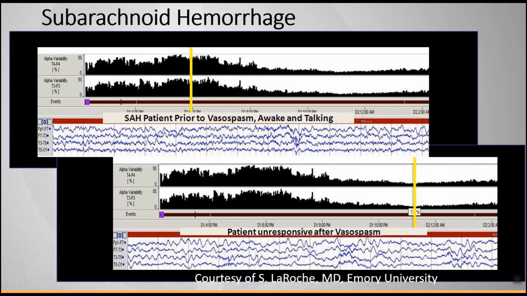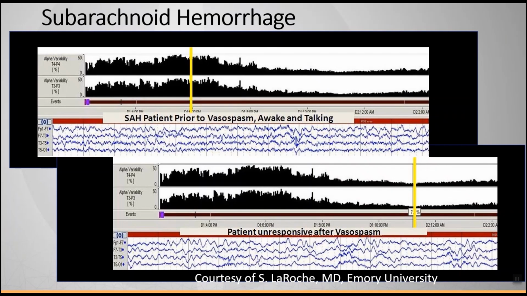and this is an example over the course of about 10 hours. And you see in the upper example, the cursor is placed early in the study at about 6 p.m., where there is good variability, a good significant amount of alpha, and the patient is actually awake and talking. And in the lower example, you see that the patient is unresponsive after vasospasm, and our cursor is placed out there somewhere close to midnight.